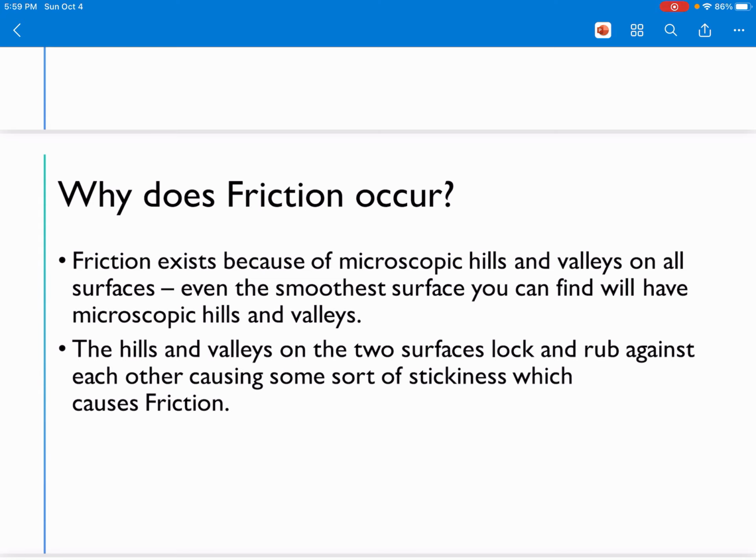The hills and valleys on the two surfaces lock and rub against each other, causing some sort of stickiness which causes friction. Between the two surfaces of the binder and table, the binder and table both have microscopic hills and valleys which rub against each other, cause some sort of stickiness that makes the binder stop moving. Or else, as we said in the last slide, it would just keep going on forever and ever.